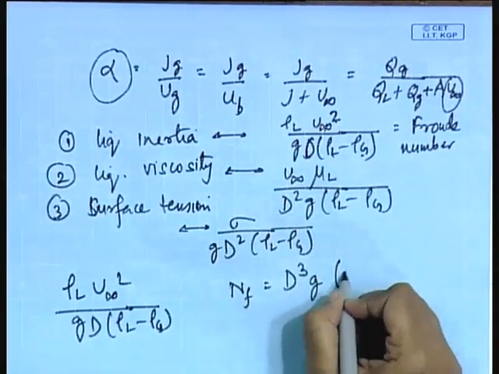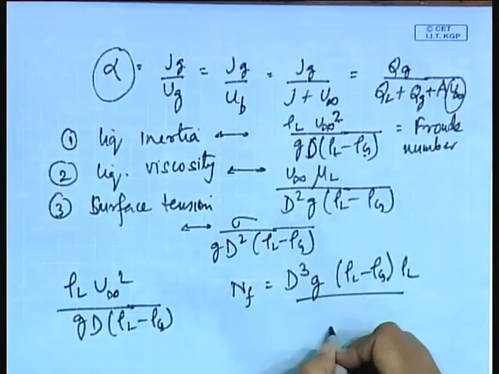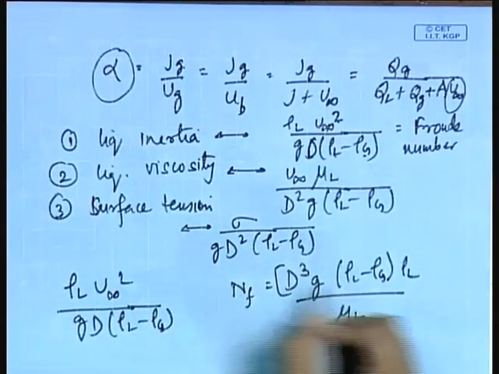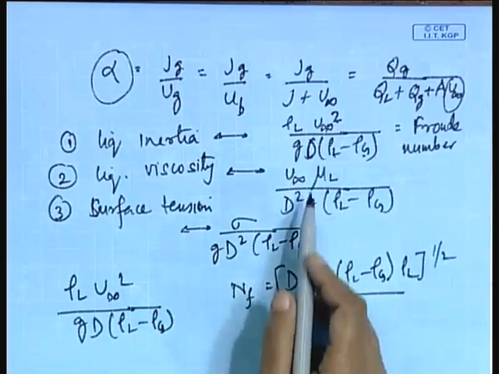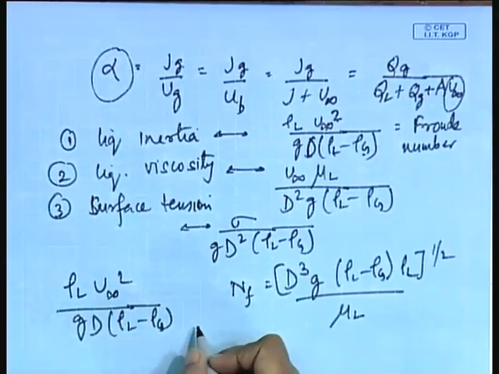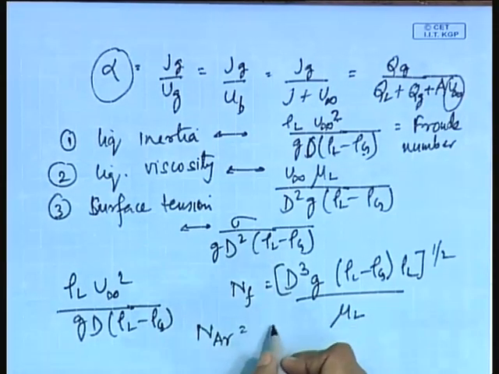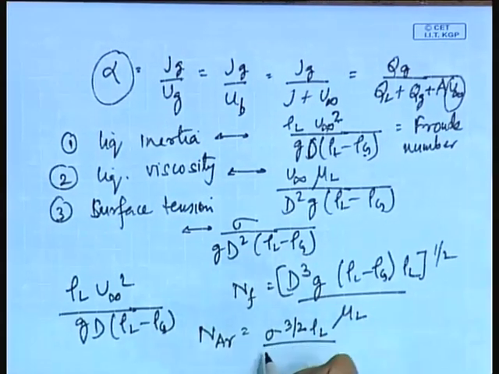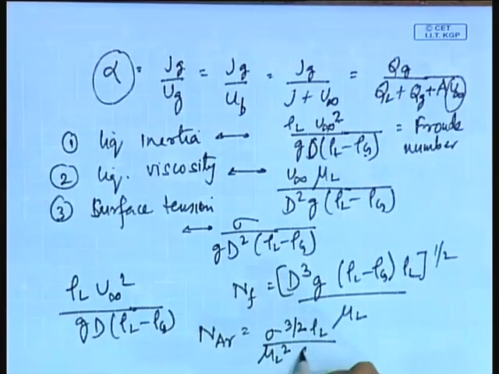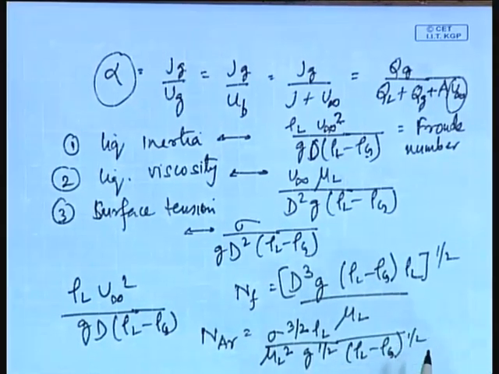We get d cube g rho L minus rho g into rho L by mu L, this one whole to the power half. This is the second group that we get. And again we eliminate both u infinity and d from these groups, and the third group, I do not know whether you have come across that, that is the Archimedes number. This Archimedes number is sigma to the power 3 by 2 rho L divided by mu L square g to the power half rho L minus rho g whole to the power half.